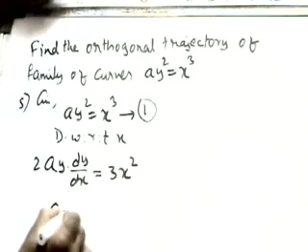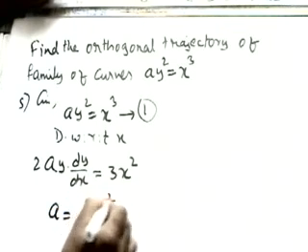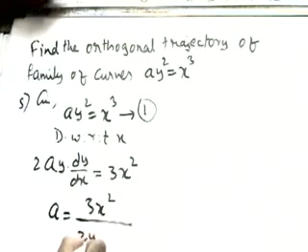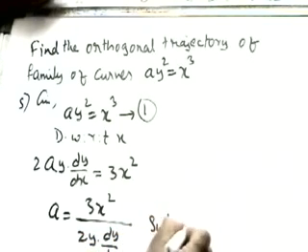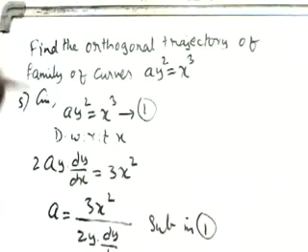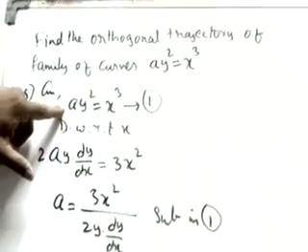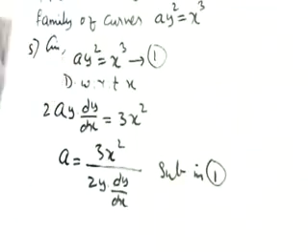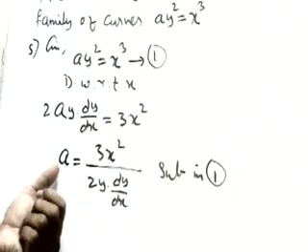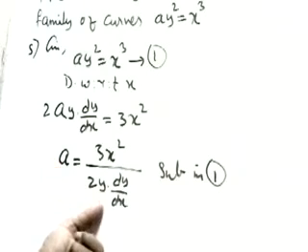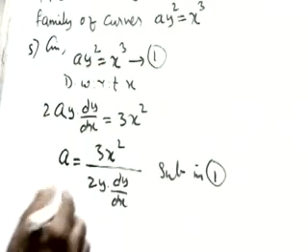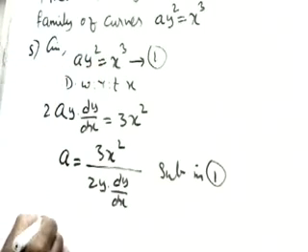Now let me find a from here. So a equals 3x square divided by 2y dy by dx. Now let me substitute this in 1. We have to eliminate a from here. In the previous question, after differentiating we got 0, so it isn't left with a, and we could directly continue the question. But here a is left, so we find the a value and substitute in 1.